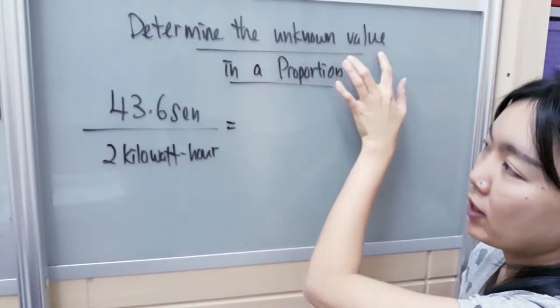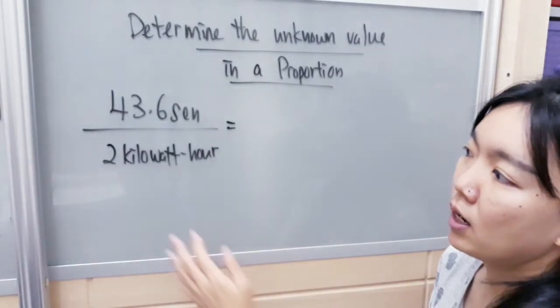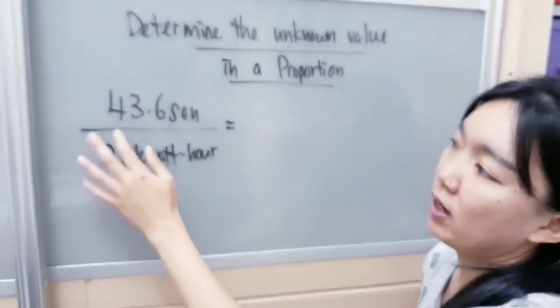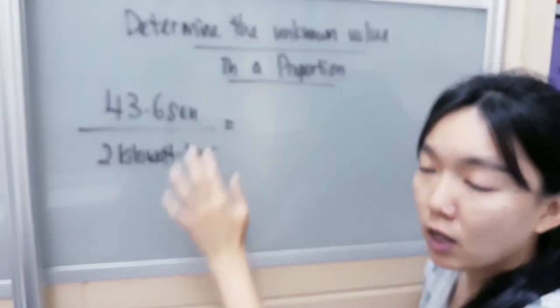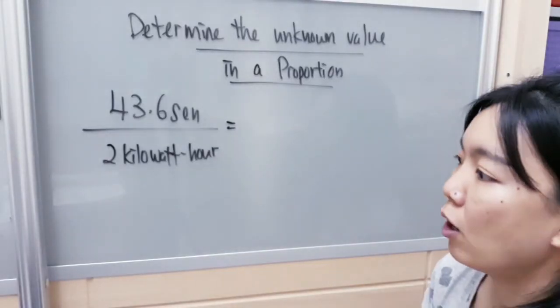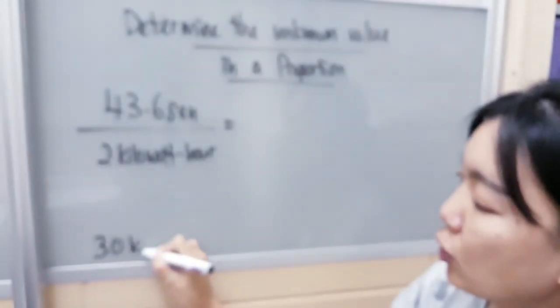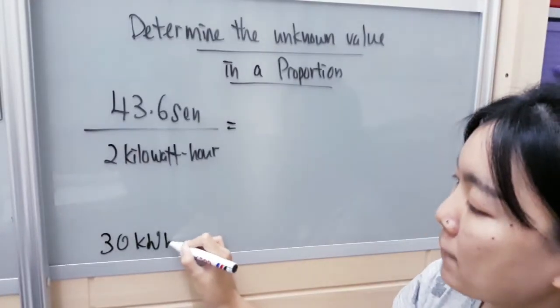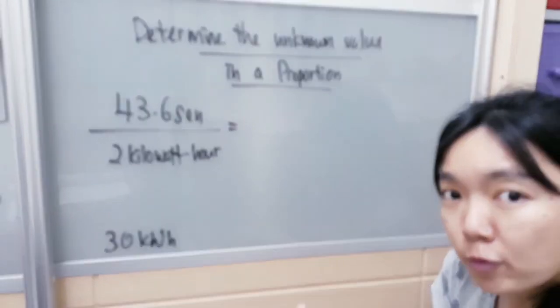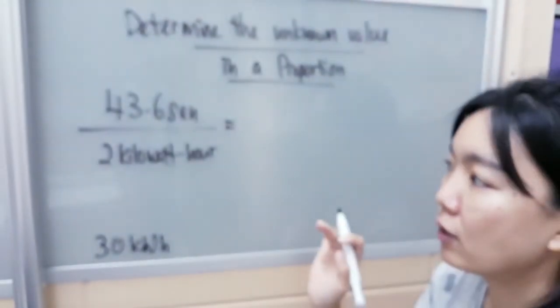The unknown value in a proportion. I'll give you an example here. The government says you have to pay 43.6 cents for 2 kilowatt hours of electricity you use. So by the end of the month, I received a bill saying that I have used 30 kilowatt hours. So how much money do I have to pay? I don't know. So by using proportion, I can actually count this out.